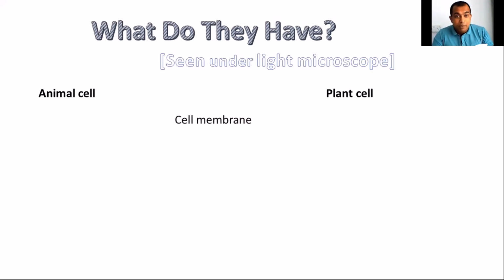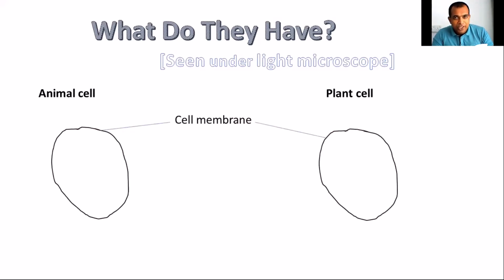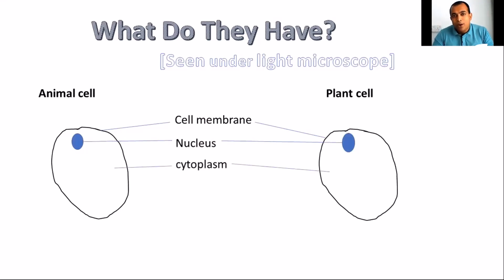First one, the cell membrane, holding the contents of the cell and controlling the passage of substances in and out. Second one is the nucleus, which controls the cell. Third one, the cytoplasm, where all the chemical reactions take place. So these three structures are common to animal cells and plant cells, and there are three more additional structures which are distinct to the plant cell, or only seen in plant cells.